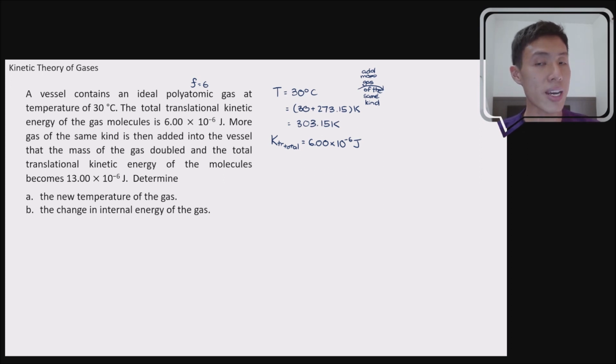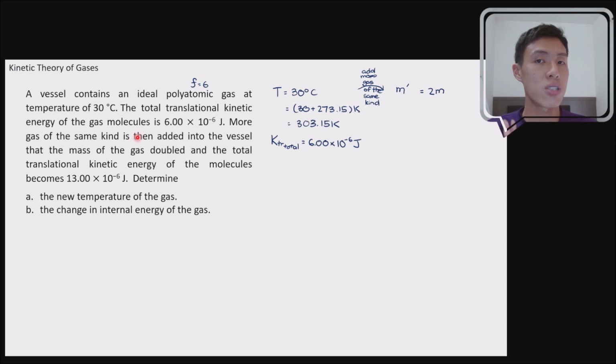It's the same ideal polyatomic gas being added, but after this addition, you see that the mass of the gas doubled. The new mass of gas, you call it m prime, but if you just write m prime is equal to 2m, then you're definitely wrong. For small m here represents the mass of one single molecule, but you're talking about the mass of the gas doubling. Previously you have 1 kg of gas, but add on another 1 kg of gas, so the total mass becomes 2 kg. That represents the whole system.